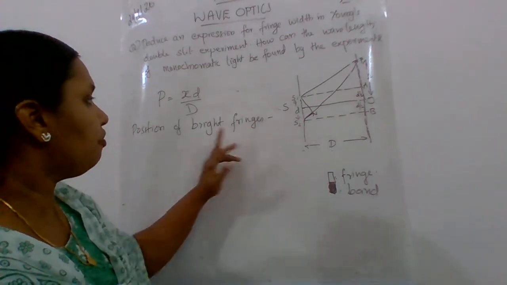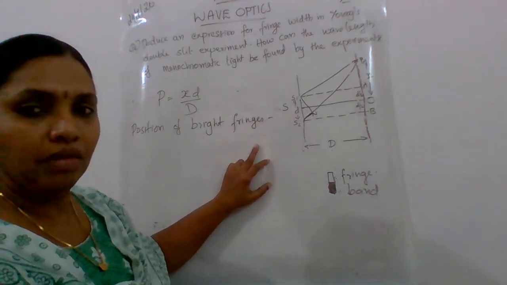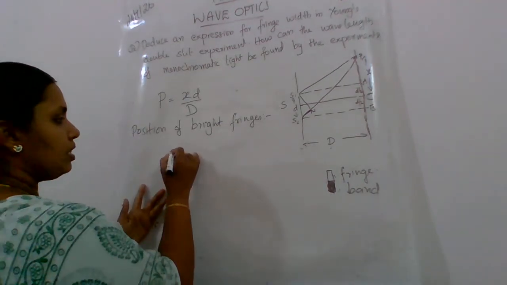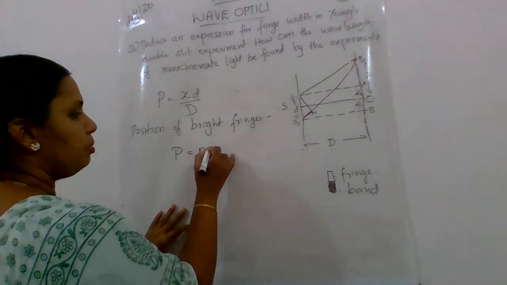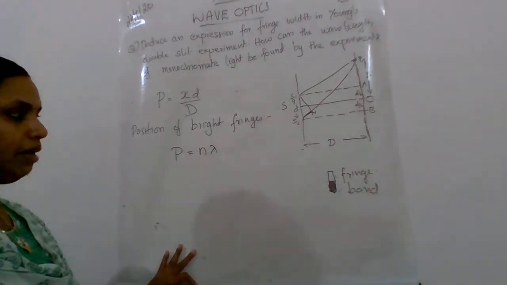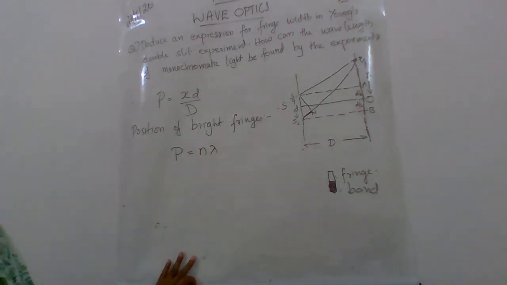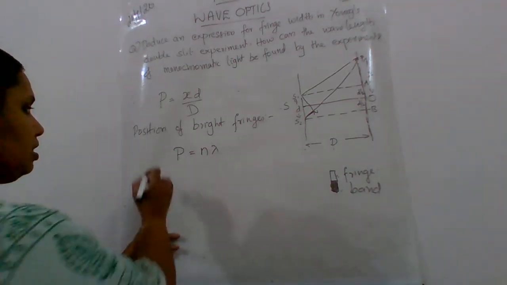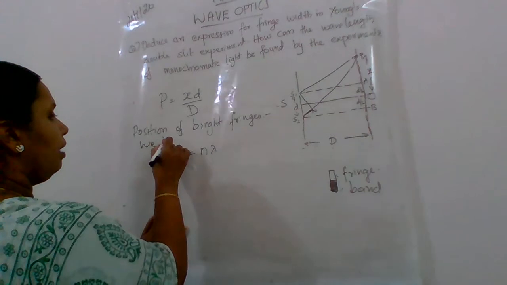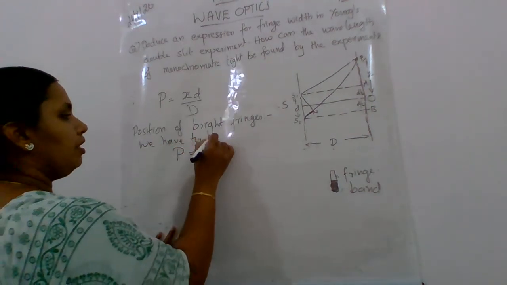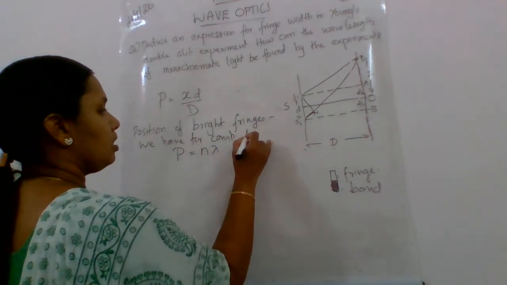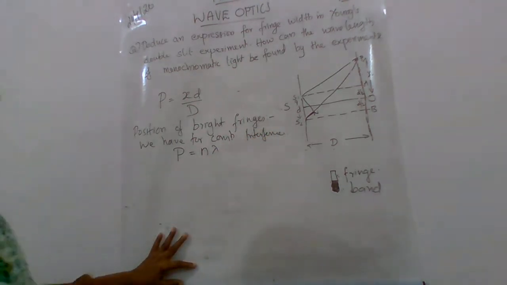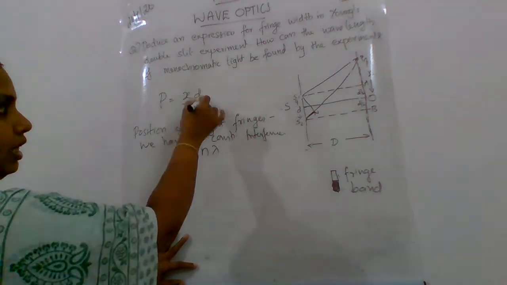So position for a bright fringe means they are undergoing constructive interference, and we have the condition for constructive interference: if the path difference between the waves is equal to n lambda, they undergo constructive interference. So for constructive interference, P is equal to n lambda, and this is the general expression.